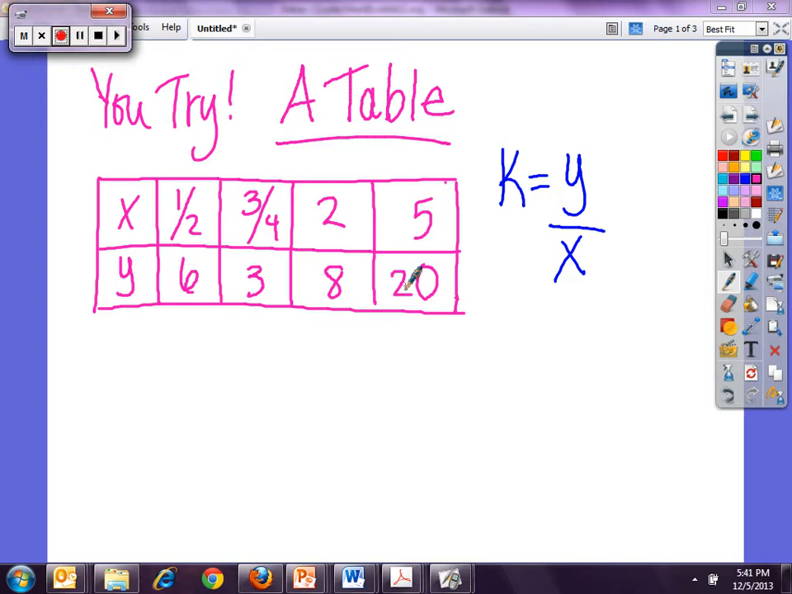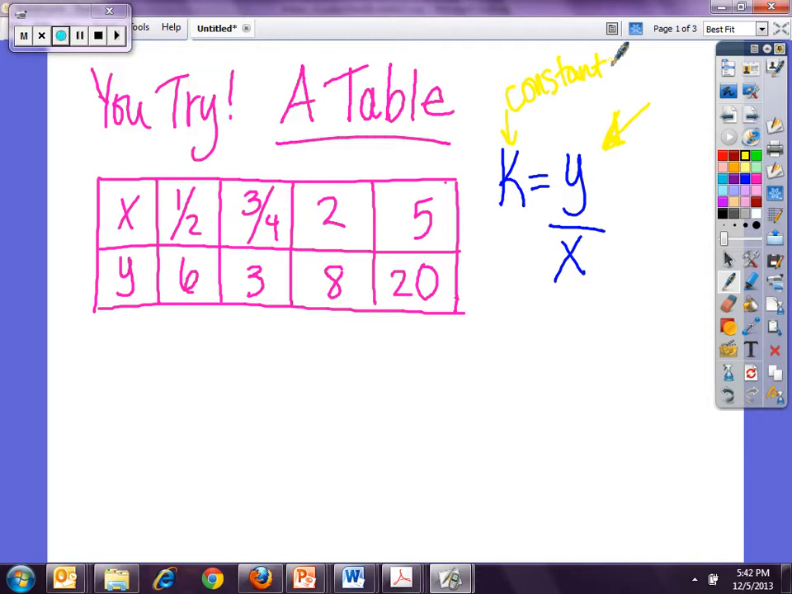So for the table, it says you try, and it tells you to determine whether the ratios are proportional. Simply divide y divided by x to get the constant. So this is our formula, y divided by x. This will give me my constant, which is k. So I'm going to do the scary one that has the fractions. I'm going to do y divided by x.